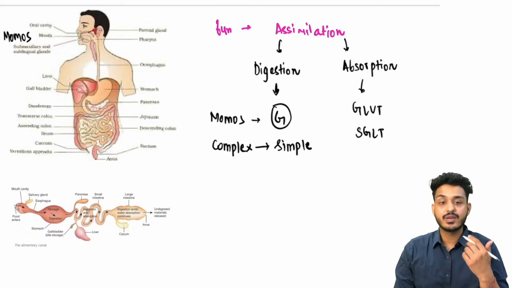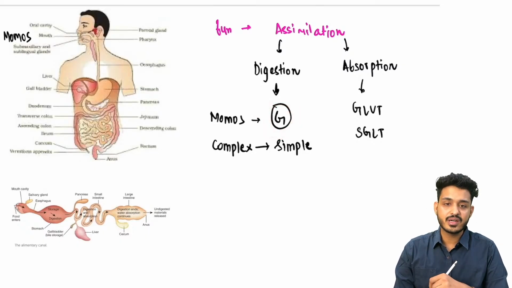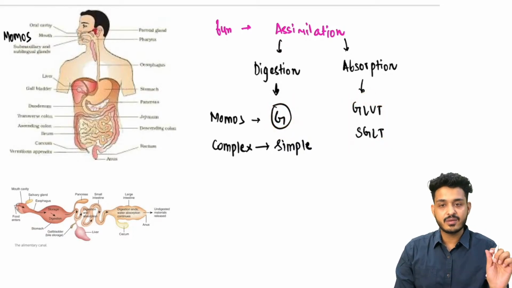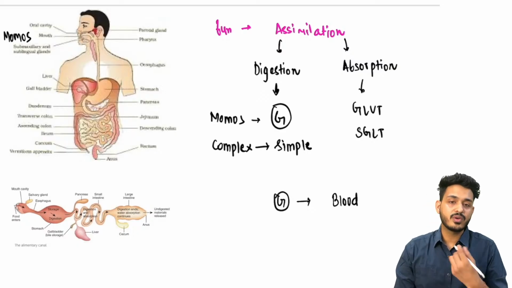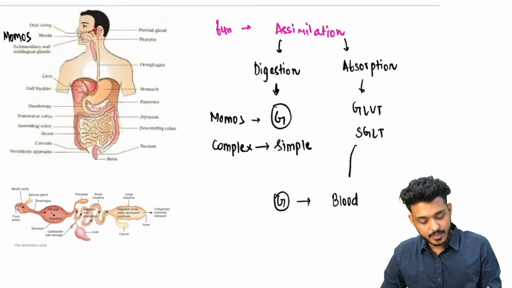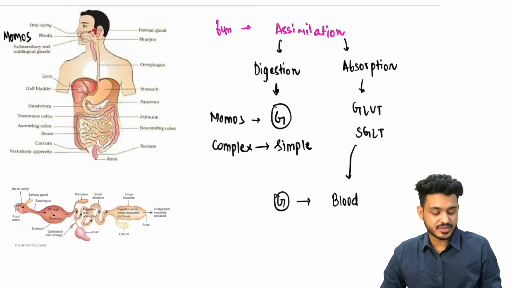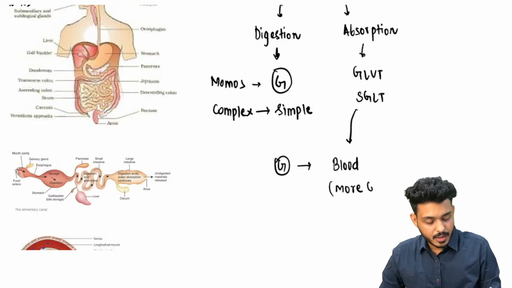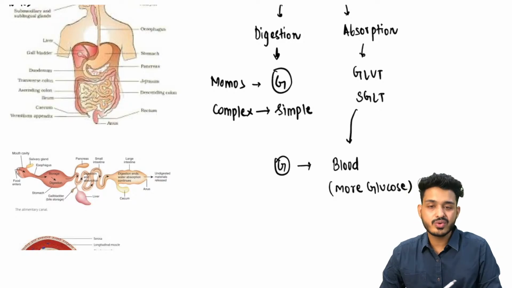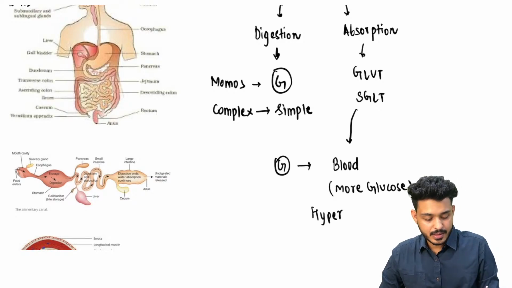Whatever food you are eating, it will be having carbohydrate. That carbohydrate will be converted into glucose, and this glucose is going to get absorbed with the help of SGLT and blood pumps. This is the basic functioning. Whenever this glucose from your alimentary canal is going to come into blood, after the absorption, if you are having more glucose in blood, what do we call it? More glucose in blood is known as hyperglycemia.